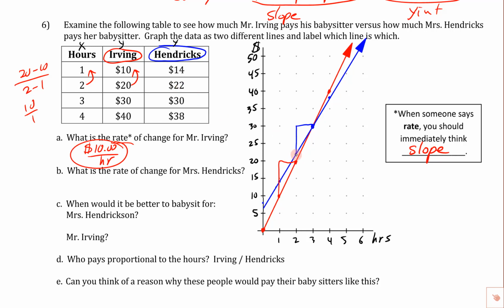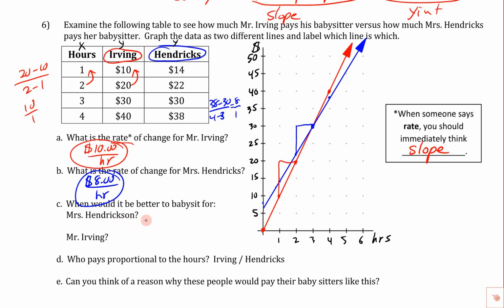This is 22 and then we go up to 30. So this would be a rise of $8 and a run of 1 hour. So that's going to be $8 per hour. So that's the rate or the slope on that one. And again, we could double check here. I'll just double check with this one, 38 minus 30, and then I'd do 4 minus 3. So that's going to end up with an 8 on the top and a 1 on the bottom. So there's our $8 per hour.